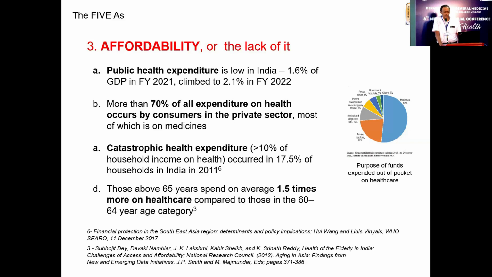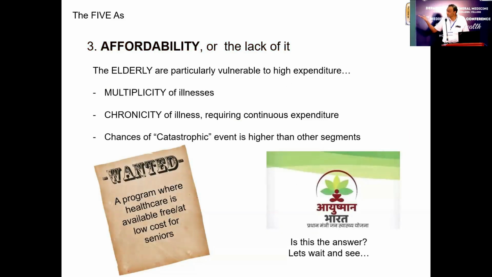And out-of-pocket expenditure is a big issue in this pie. When people spend out of pocket, what exactly do they spend it on? The biggest chunk of that pie is actually medications and drugs. And we all know again that those above the age of 65 are required to spend more on their healthcare than the younger population. Since the elderly are particularly vulnerable, because they have a multiplicity of chronic illnesses and the chances of a catastrophic event are higher, this is also an issue which I think, if we are thinking of equitable access for elderly people, we must be conscious of.